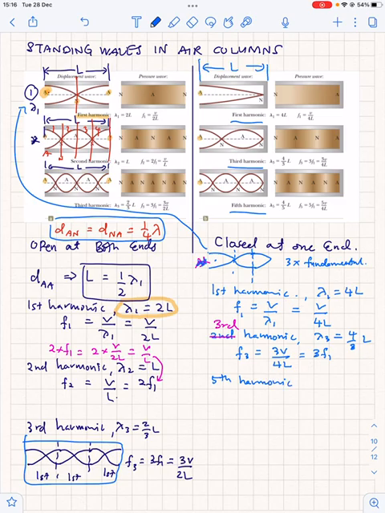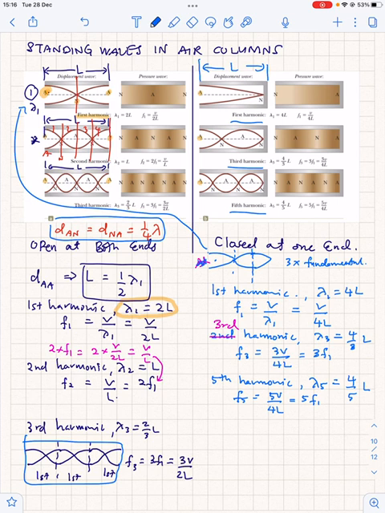Okay, and then the third consecutive harmonic here will be the fifth harmonic. For the fifth harmonic, we have 5 times the fundamental. So we have lambda 5 here equal to 4 over 5 L. Okay, this L is because the length of the air column is equal to L. And F5 here will be equal to 5V over 4L, which equals 5 times the fundamental.